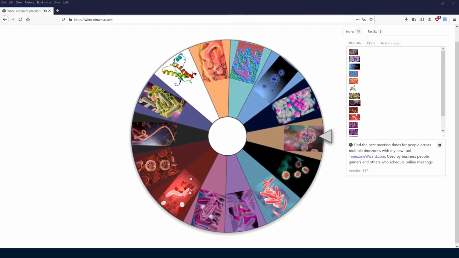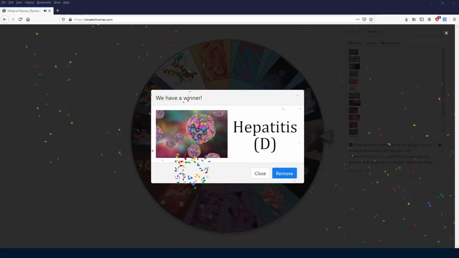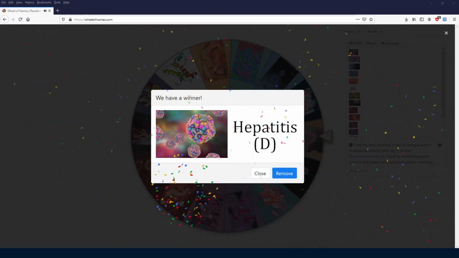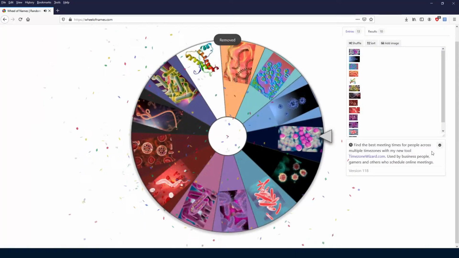What's this colourful one? This is Hepatitis D. Gobstopper or something. Hepatitis D. So, firstly, you need hepatitis B before you can get hepatitis D. But if you do get hepatitis D, it is the most lethal of all hepatitis variants.